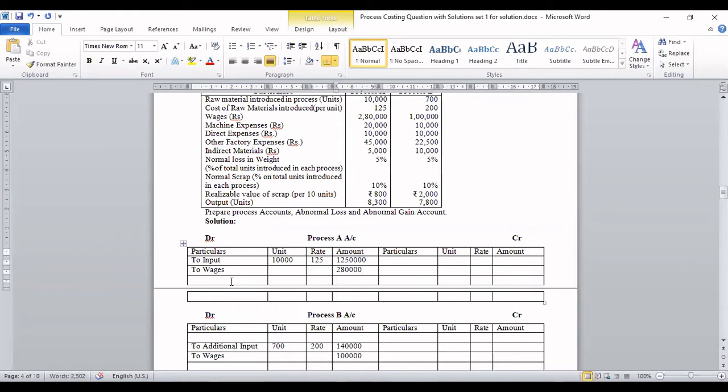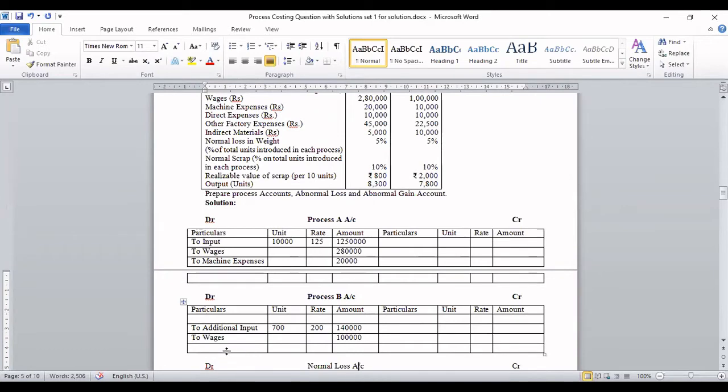So bacha, I am hoping that you are understanding this part. Okay. Next expense. Yes, very good, bacha. Next expense. It is given, machine expense. So simply just write machine expenses. What is the amount given? 20,000. Very good, bacha. And for process B also, just simultaneously record 10,000. So here to machine expenses, amount 10,000. You said, na, beta?